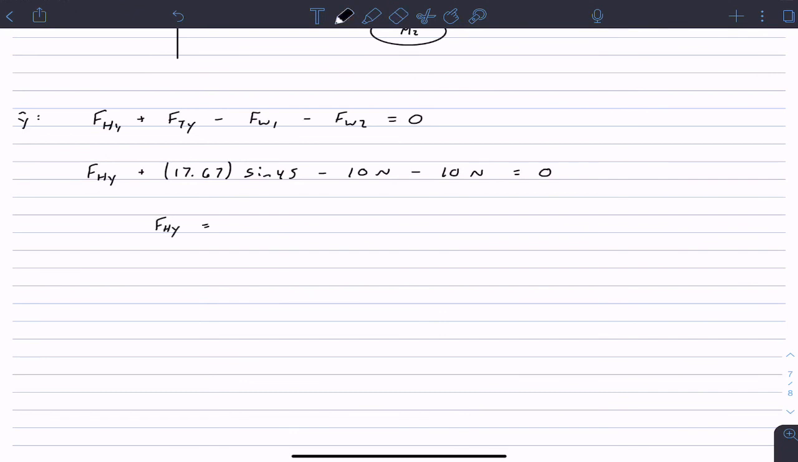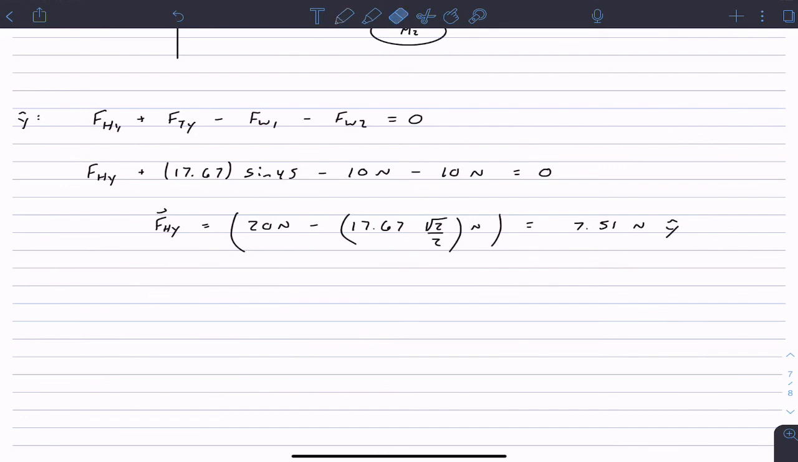So anyway, we have 20 newtons minus 17.67 times square root of 2 over 2 newtons. That's going to be our force, and that gives us a value of 7.51 newtons in the y-hat direction. So that's the force exerted by the hinge.